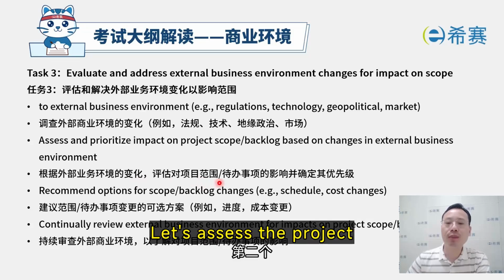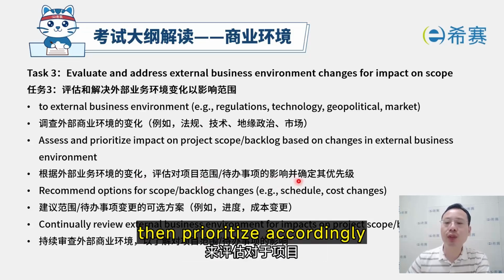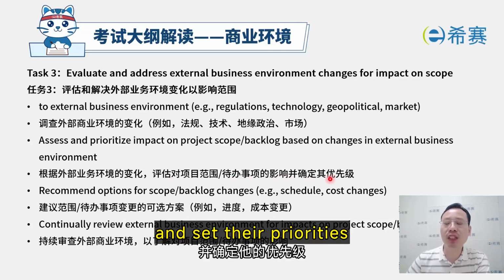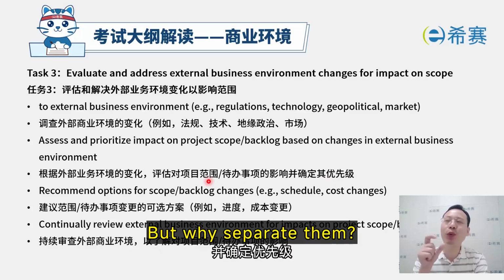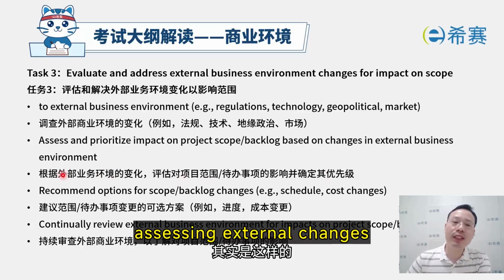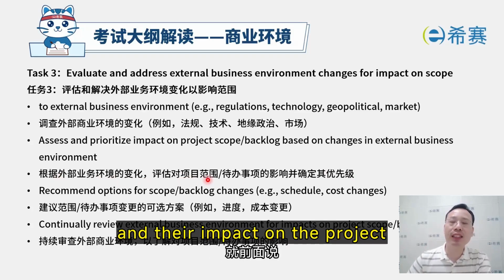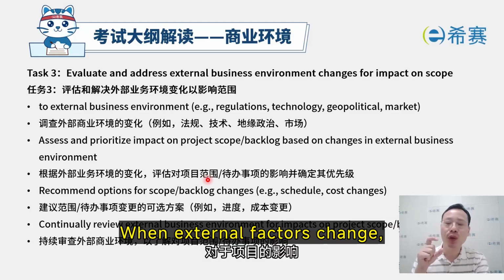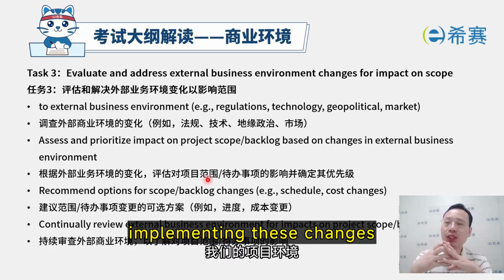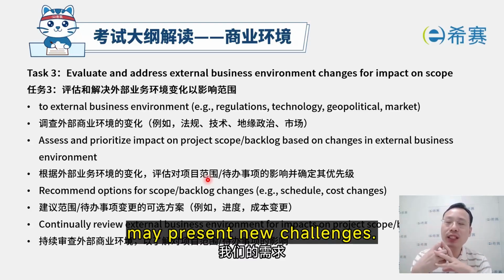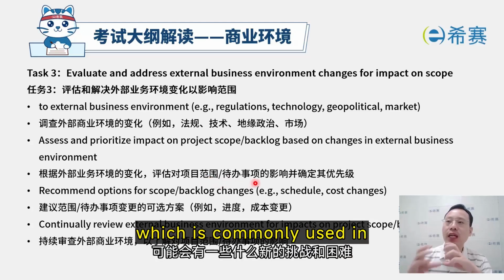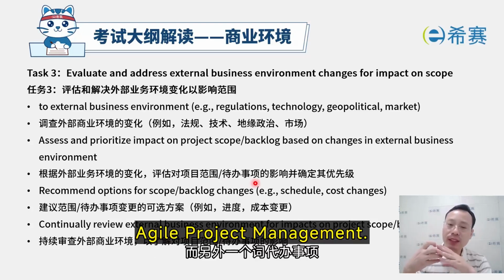Let's assess the project and its potential effects, then prioritize accordingly. Or we can evaluate how it affects our tasks and set their priorities. We've just covered two approaches. But why separate them? Well, here's the reason. Remember, we talked about assessing external changes and their impact on the project. This applies to predictive project management. When external factors change our project landscape and project requirements, implementing these changes may present new challenges. Another relevant concept is backlog items, which is commonly used in Agile project management.